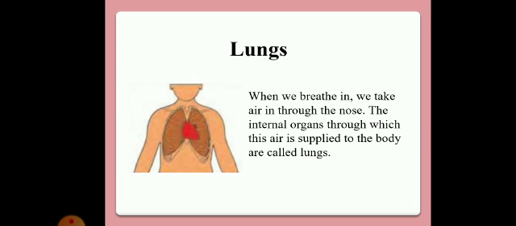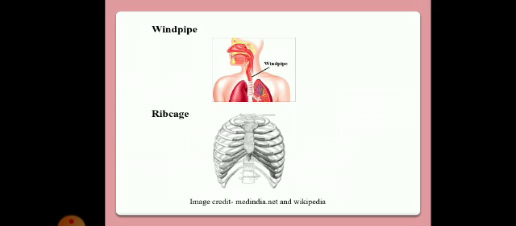A pipe-like internal organ carries the air we breathe in into the lung. It is called windpipe. You can see here in the picture. The windpipe separates into two branches. Each branch is called a bronchus. When we breathe in, the lungs expand a little. That is why our chest swells up when we breathe in.